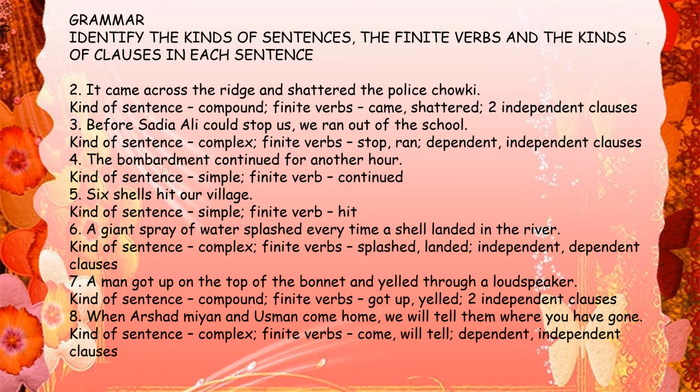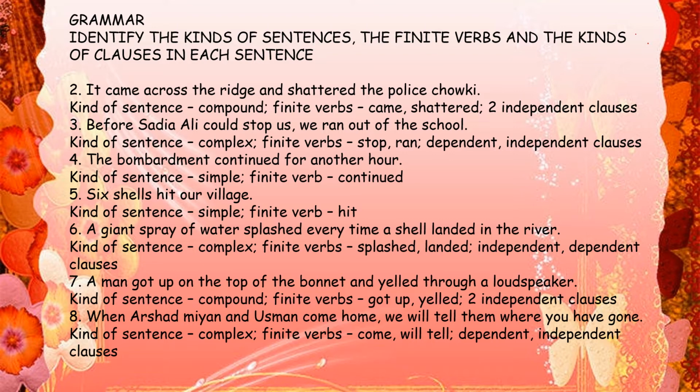Identify the kinds of sentences, the finite verbs, and the kinds of clauses in each sentence. So this is the grammar part. You have to do three things. The kinds of sentence, that is simple, compound, or complex. The finite verbs are the main verbs. What is the subject doing? The main thing. And the kinds of clauses, that is independent clause or dependent clause. So these are the three things which you should find from each sentence.